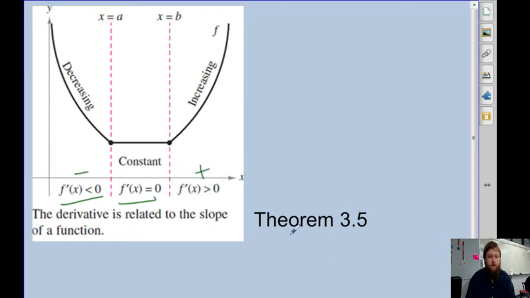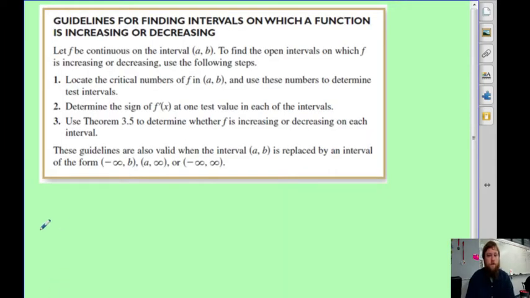So this is Theorem 3.5 in the book. You have to know this for this chapter. Again, if the derivative is negative, the function's decreasing. If it's 0, it stays the same. And if it's positive, it's increasing. So we're going to use that to figure out when a function is increasing on an interval.